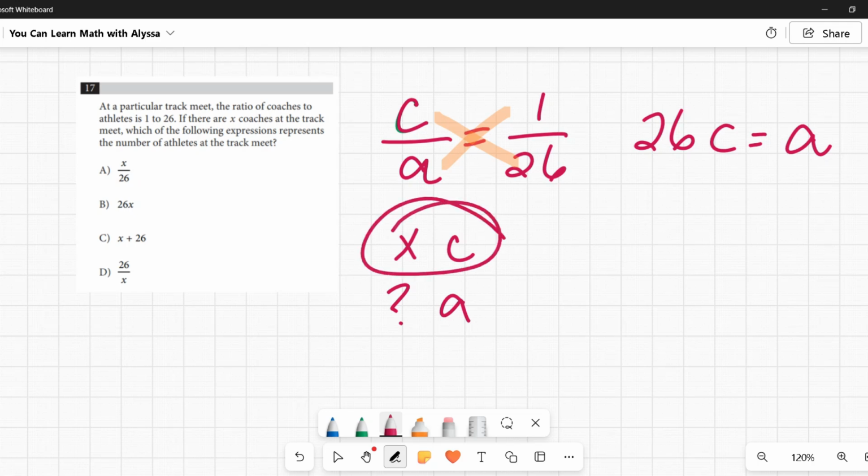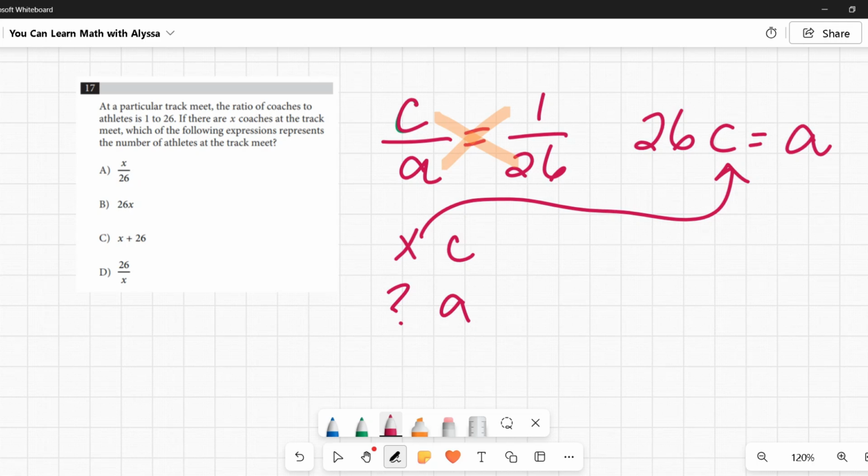Well, now we're saying there are X number of coaches. How many athletes? So I can plug in X for my number of coaches. So 26 times X will equal the number of athletes at that track meet. So 26X. And we look over at our choices. There it is, B. It is 26X. That's it. Another way that you can do this, if this sort of representational thinking doesn't make as much sense to you, you can also just use real numbers. Real numbers are fine.